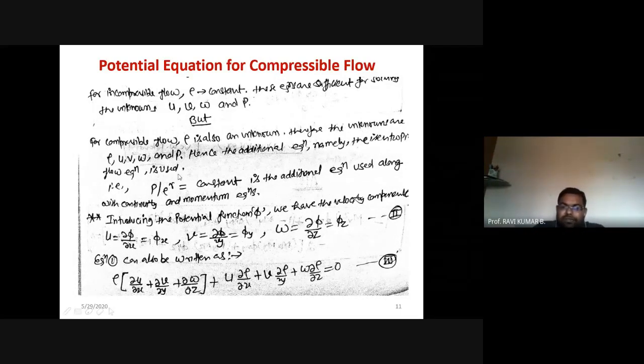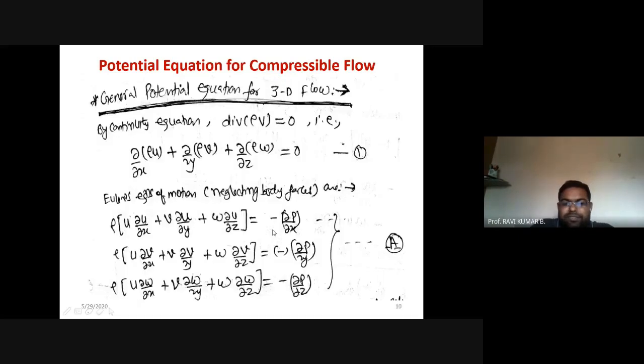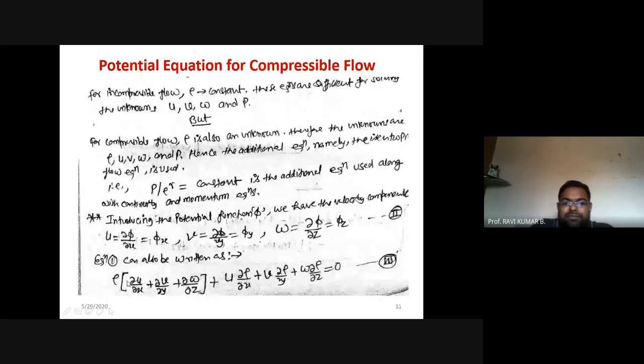So this additional equation, if I add along with those 4 equations, I can solve for these 5 different unknown parameters. So introducing this term, I know u, v, w in terms of the potential function. So u is equal to ∂φ/∂x, v is equal to ∂φ/∂y, and w is equal to ∂φ/∂z. So if I substitute these values of u, v, w in these 3 equations of Euler's equation of motion, I can write the equation in this way.